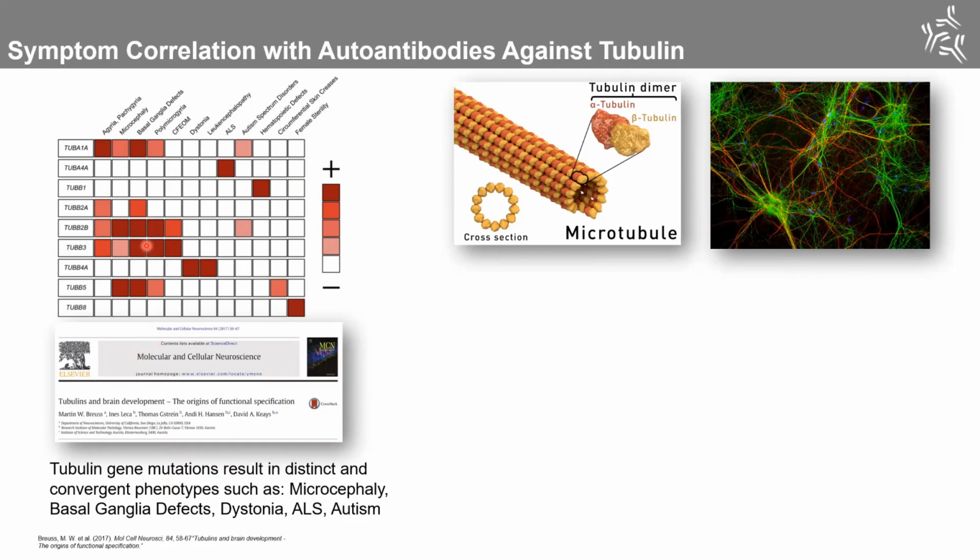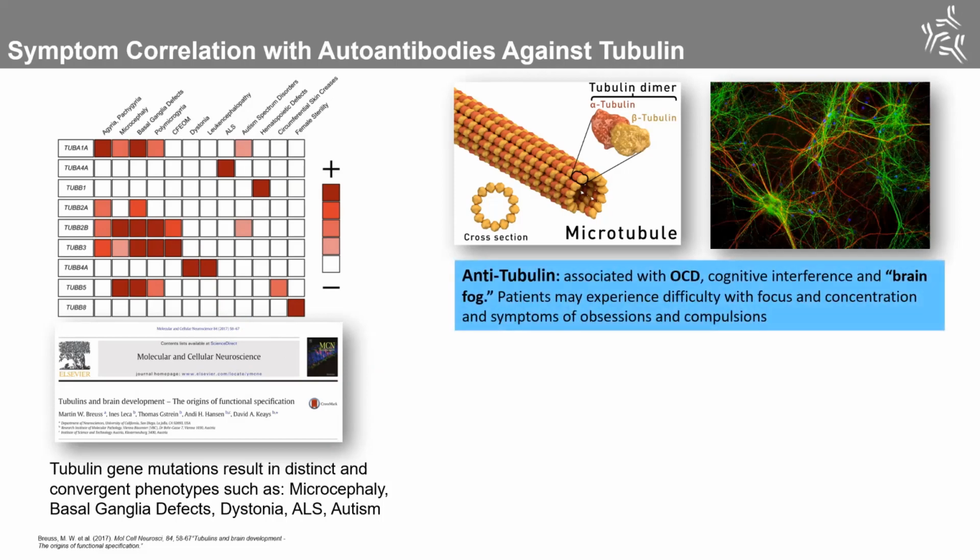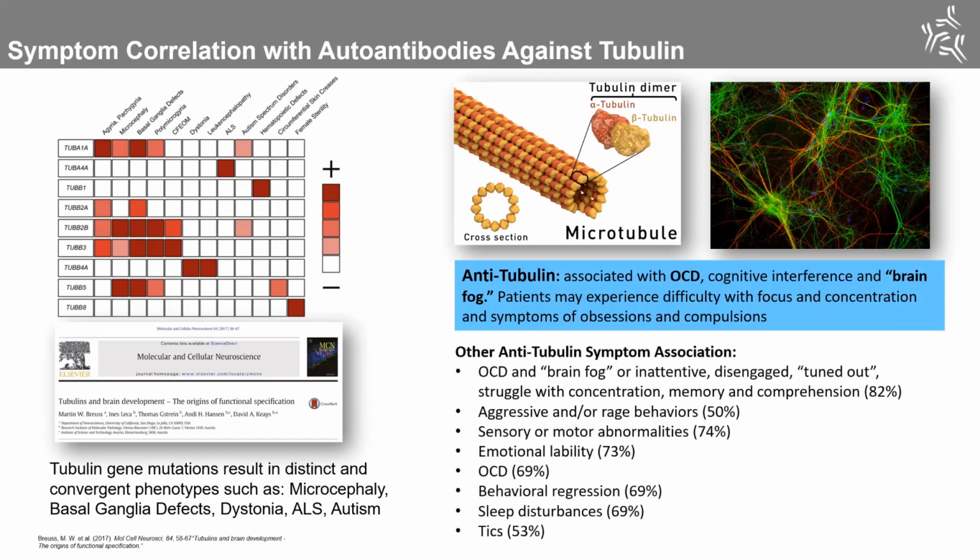There are studies that show if you mutate the tubulin, you have patient diagnoses in these cases with, in this case, microcephaly, basal ganglia deficits, dystonia, autism, etc., just showing that there is a connection between tubulin function and some of these mental or neurologic conditions. So when we find antibodies in a patient directed against tubulin, it's typically associated with OCD and cognitive interference. And mostly what we'll hear is the brain fog. Patients will experience difficulty focusing and concentrating, and symptoms of obsessions and compulsions. Other types of symptoms that are listed here have been associated with a positive tubulin autoantibody. And this is one of the other reasons why we run all 5 of these.